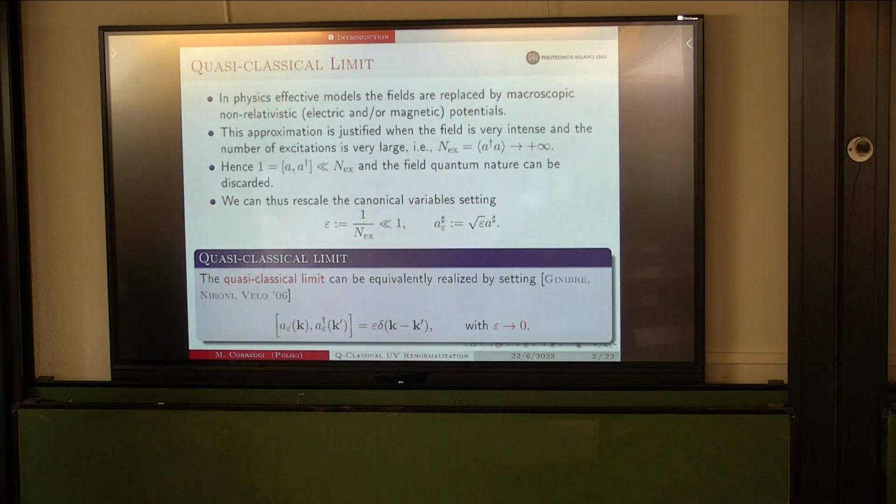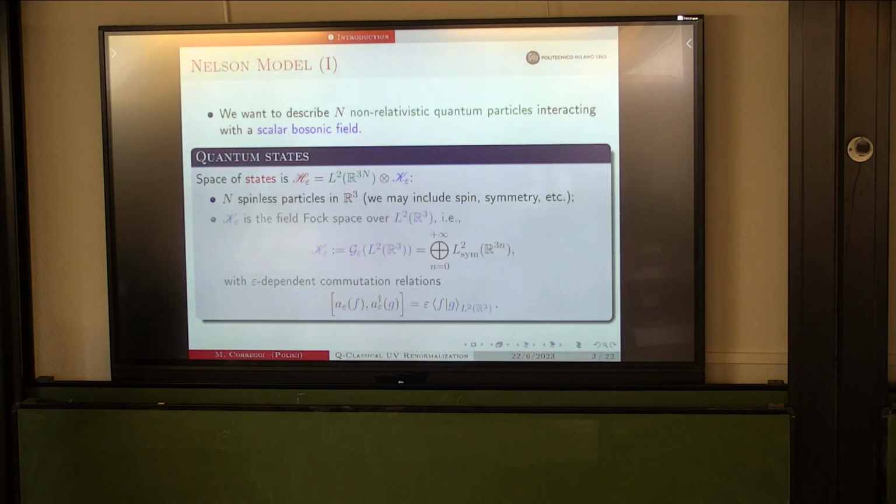So now I want to be more precise about the model, just to tell you what I mean. So that's the Nelson model. Nikolai already introduced the Nelson model on Tuesday. We want to describe non-relativistic quantum particles in interaction with the scalar bosonic field.